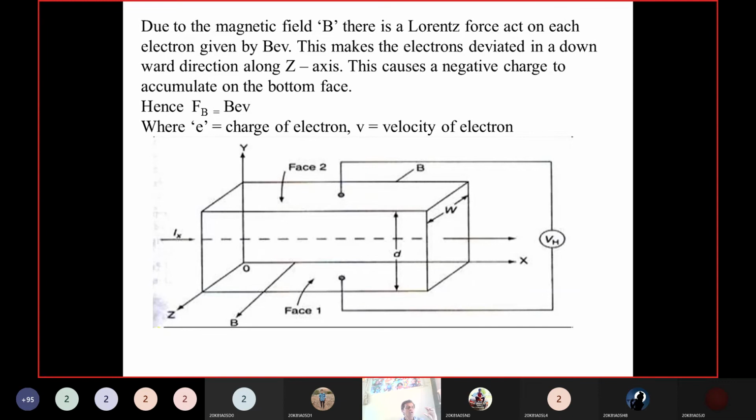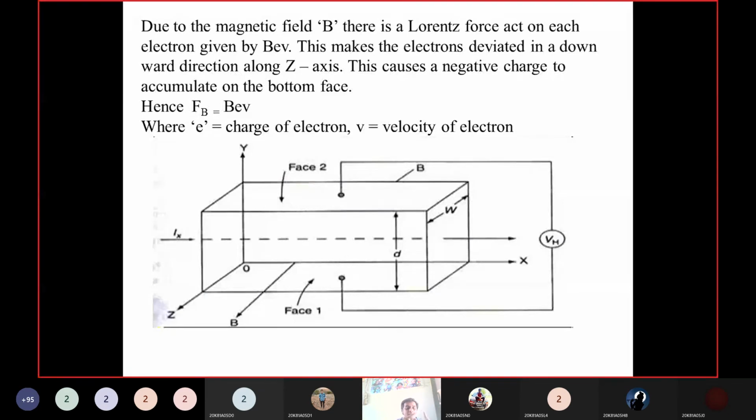Okay, what is the direction of the force acting on the charged particle? If you place the three fingers of your left hand perpendicular to each other, the thumb shows the force direction, the index finger shows the magnetic field direction, and the middle finger shows the current direction. If you know two of them, the remaining one gives the direction. Suppose you know the force direction and current direction, then we can find the direction of the magnetic field.